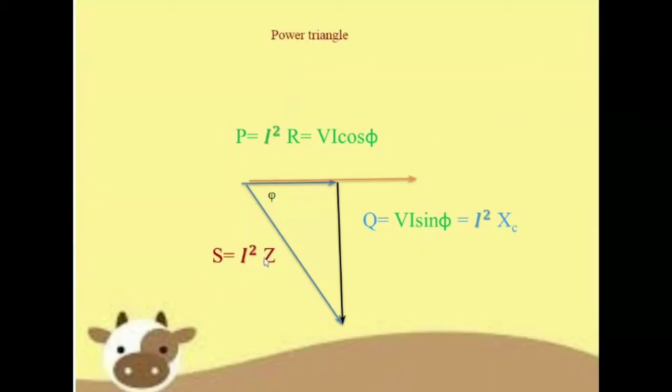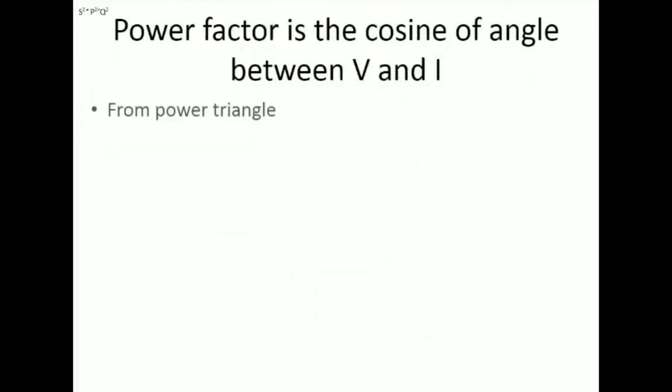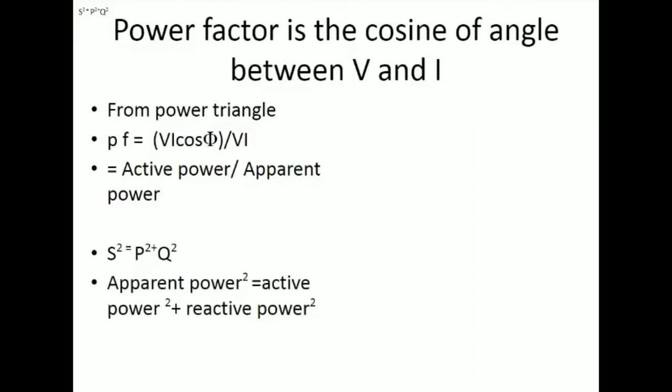Here also the power factor is given by P by S, VI cos phi divided by VI, or I squared R divided by I squared Z, or R by Z, or watts divided by volt amperes. All these are the definitions for power factor. Power factor is given by kilowatt divided by kVA, active power divided by apparent power. So from the power triangle, power factor is given by VI cos phi, active power divided by apparent power VI, or apparent power squared is equal to active power squared plus reactive power squared.